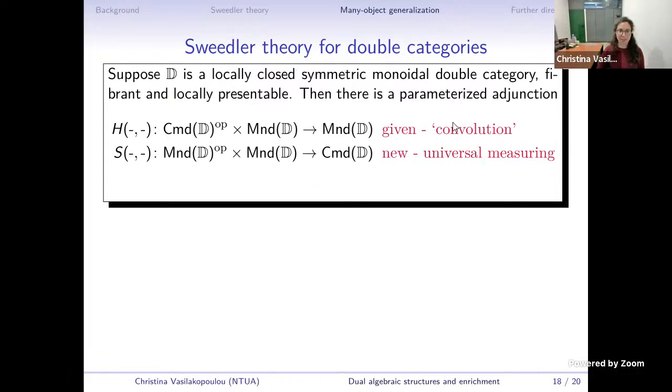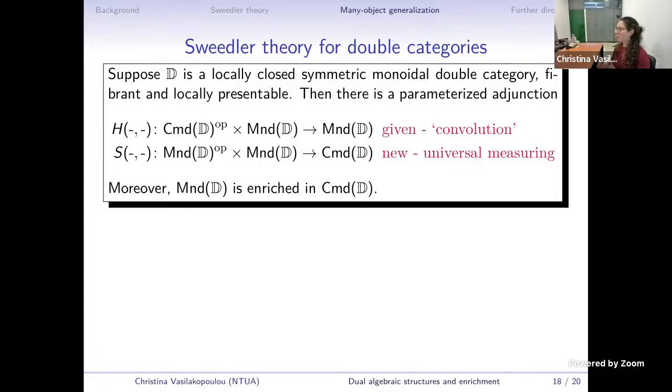Even if you just see letters around, we can show that for a D, a double category with the pieces of structure I mentioned before, and the categories of monads and comonads in this D, there is a parameterized adjunction of this sort. Again, this is supposed to look a lot like the very initial Sweedler's measuring coalgebra and things. And similarly, the category of monads is enriched in the category of comonads.